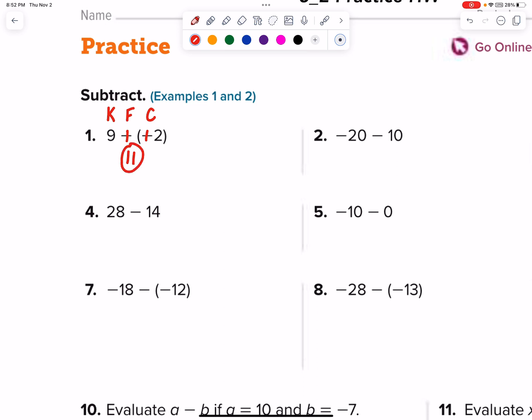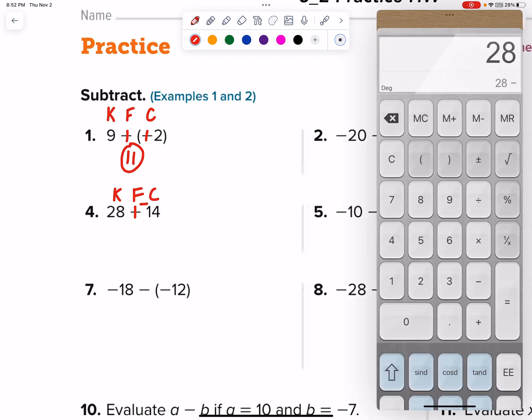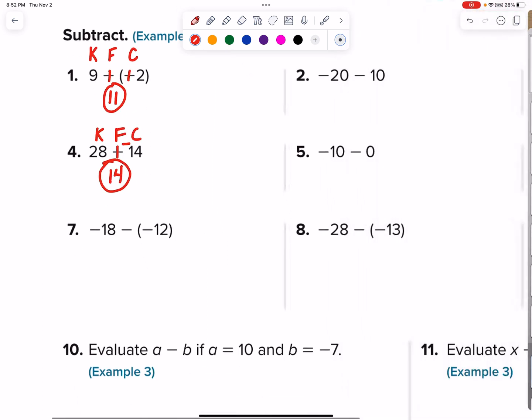Okay, next one. Keep, flip, change. Boom, boom. Different signs, subtract. 28 minus 14 is 14. Keep the sign of the bigger number, which is positive. Okay, and we're done. All right, let's go to the next one.